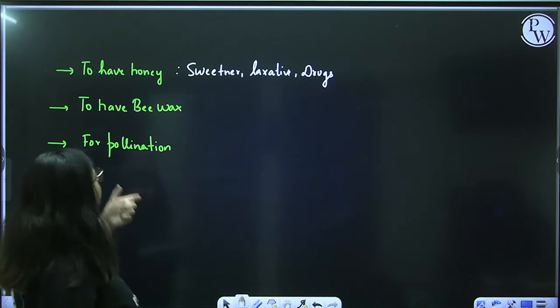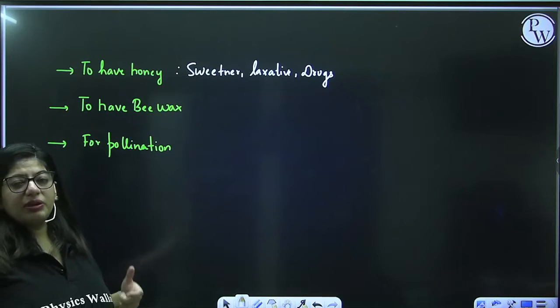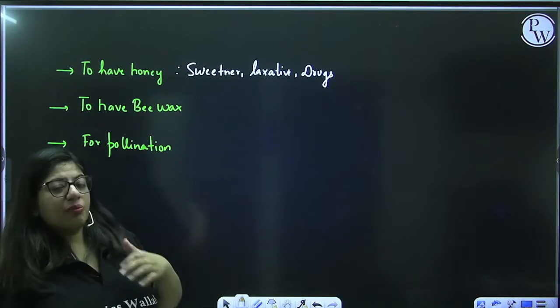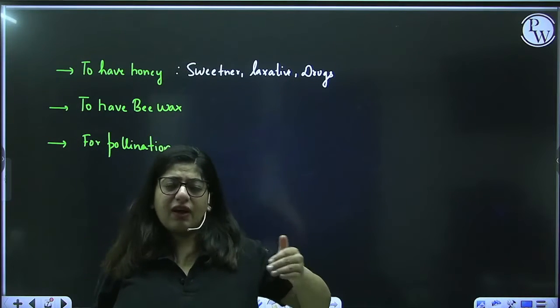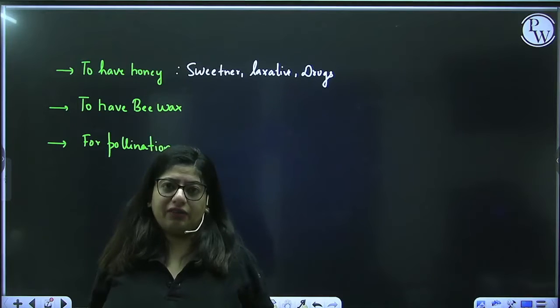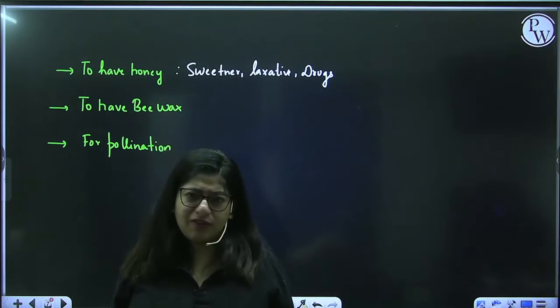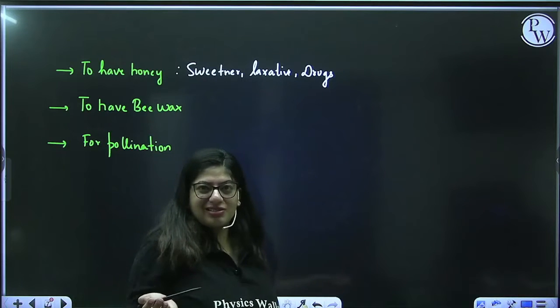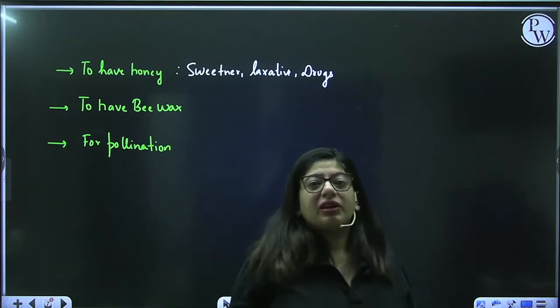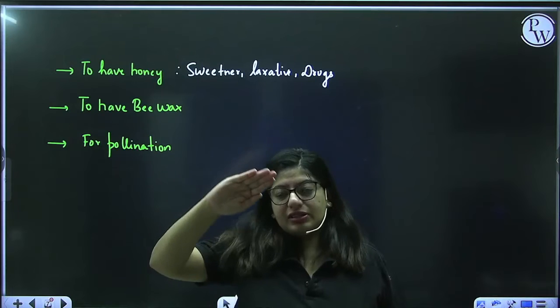Next we have bee wax. What is bee wax? The honeybee's abdominal gland produces wax, and this wax helps to seal the beehive. Usually, why is the honeybee producing wax? What's the need? The honeybee doesn't want to make candles, right? The wax has a benefit that it will cover the cells of the beehive.